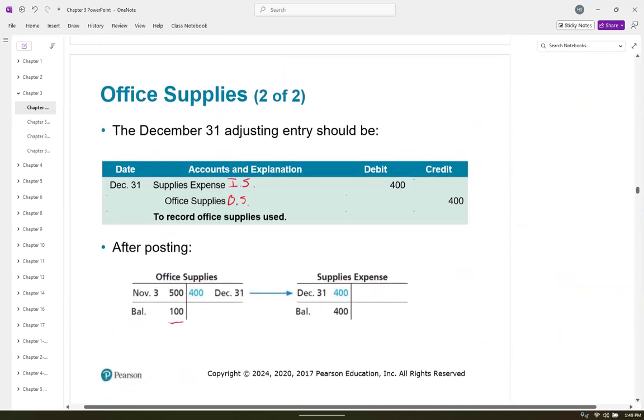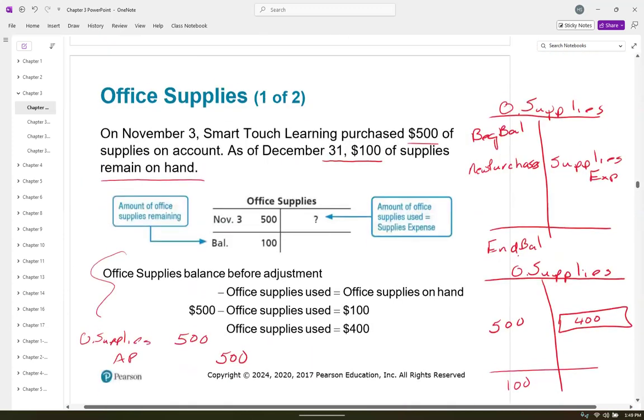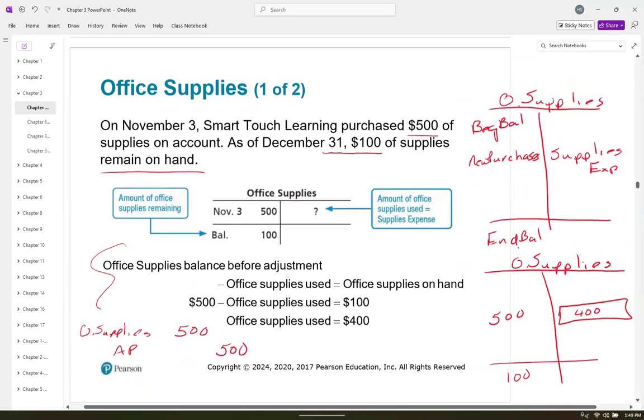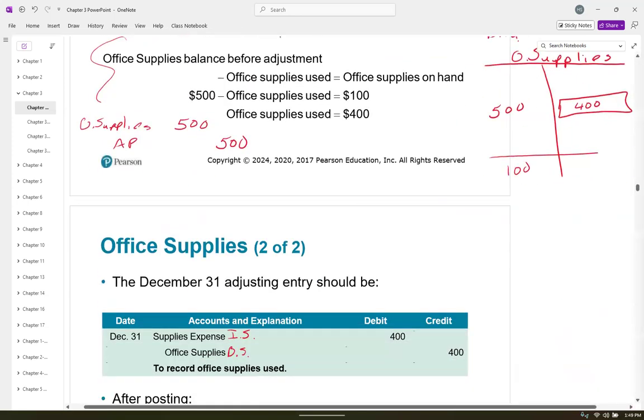This one, they can trick you. The other thing they could have said is that $100 of supplies were used. If they did that, they're telling you what the supplies expense is. But if they say something like remain on hand, and they could do this for prepaid insurance or prepaid rent, they could say unexpired rent, unexpired insurance. Those are ending balances, and they're wanting you to back into what was used. So this will get easier the more practice you get.